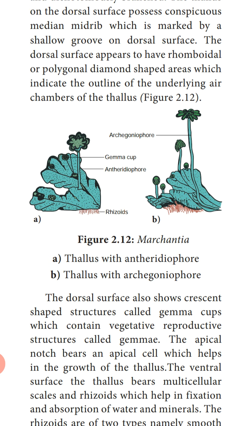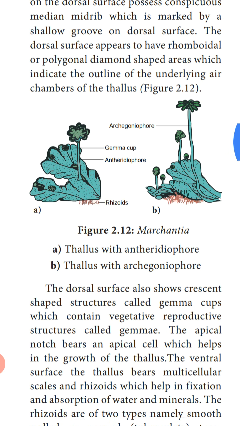Similarly, in diagram B you can find a thallus. From there also an erect gametophore is arising. This gametophore bears the archegonium, so it is called the archegoniophore. So here there are two different thalli. The male thallus has the male reproductive organ, and the female thallus has the female reproductive organ.